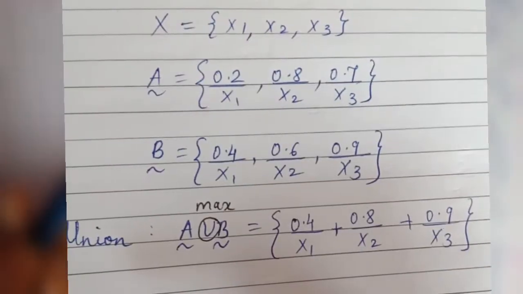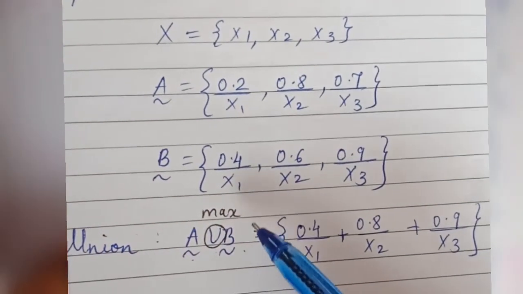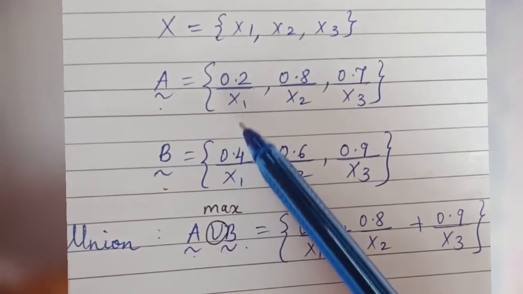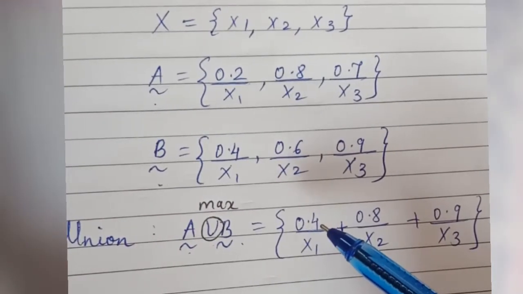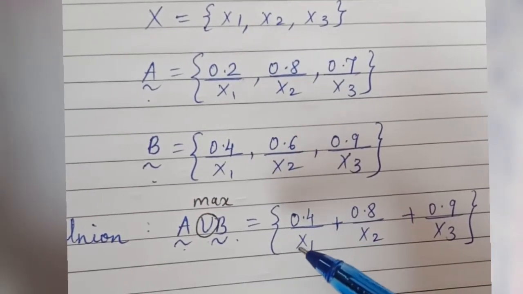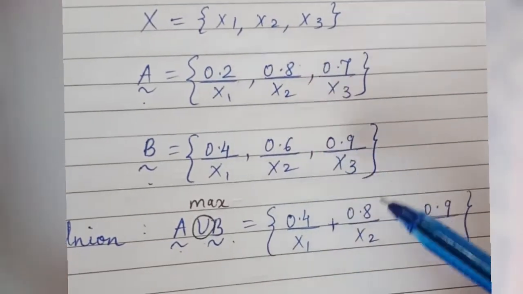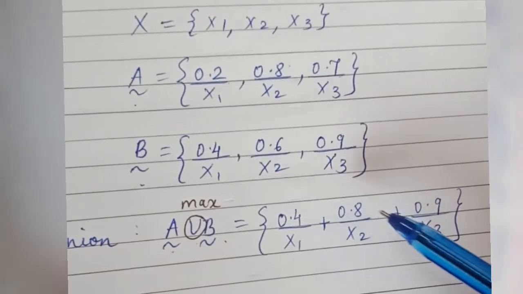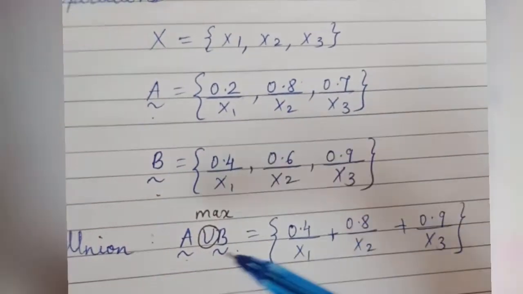Let's calculate first one, union A union B. Consider set A and set B. Compare each element and select max element. 0.2, 0.4, select max, that is 0.4. Write it as 0.4 upon x1. Second, 0.8, 0.6, max is 0.8. Third one, 0.7 and 0.9. Write it as 0.9 upon x3. So this is union set, that is A union B.